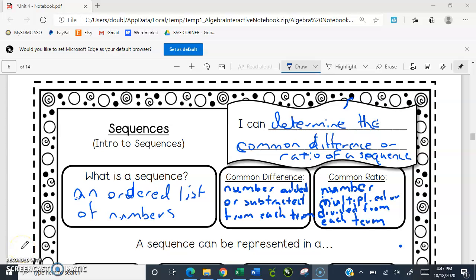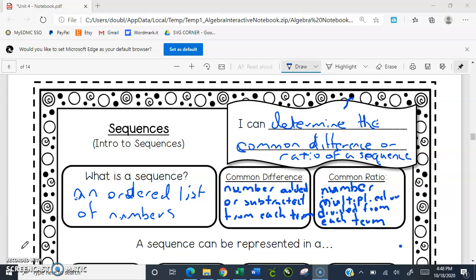Okay, today we're talking about sequencing. I've already written in some stuff, hopefully you can read it. So our objective: I can determine the common difference or ratio of a sequence. At the end of this lesson, that's what you should be able to do, and I'll give you the formulas and things to be able to do that.